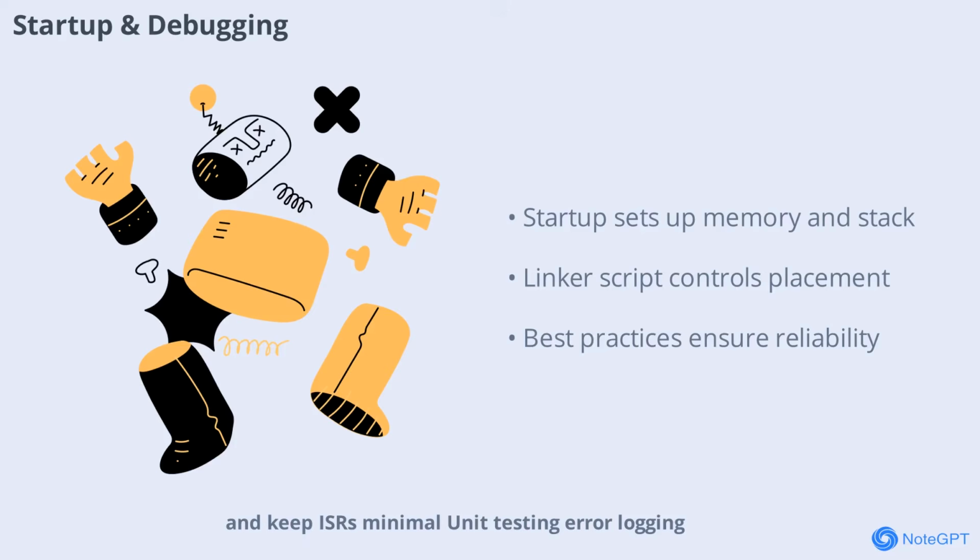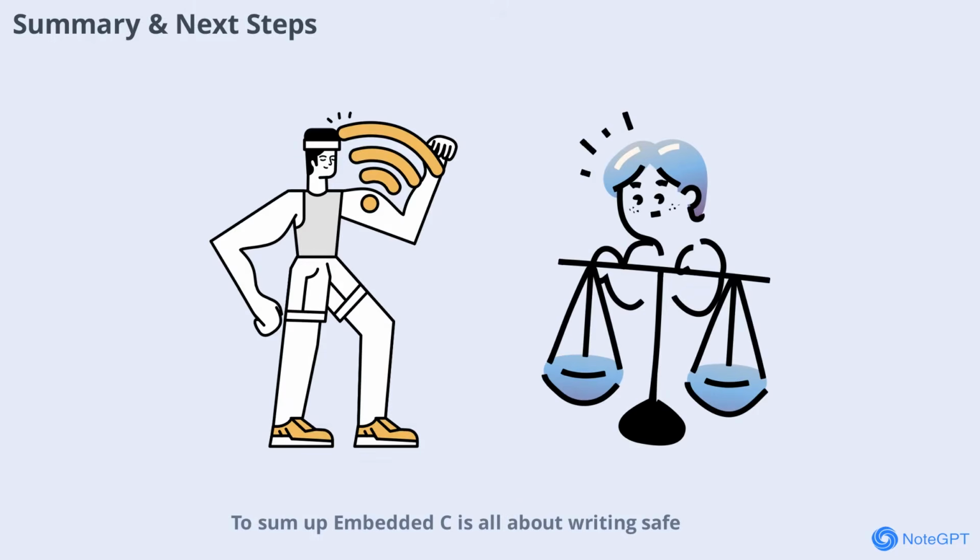Unit testing, error logging, and separating hardware abstraction from business logic all contribute to maintainable code. By following these best practices, developers can create robust, predictable, and efficient embedded applications that are easier to debug and extend. To sum up, Embedded C is all about writing safe, predictable code that interacts directly with hardware.